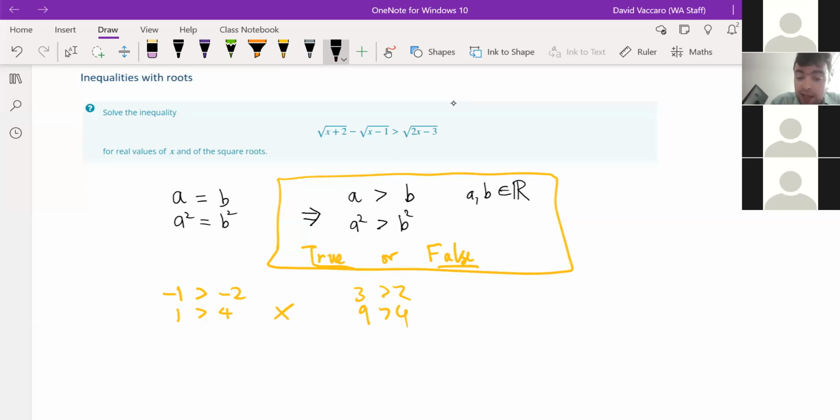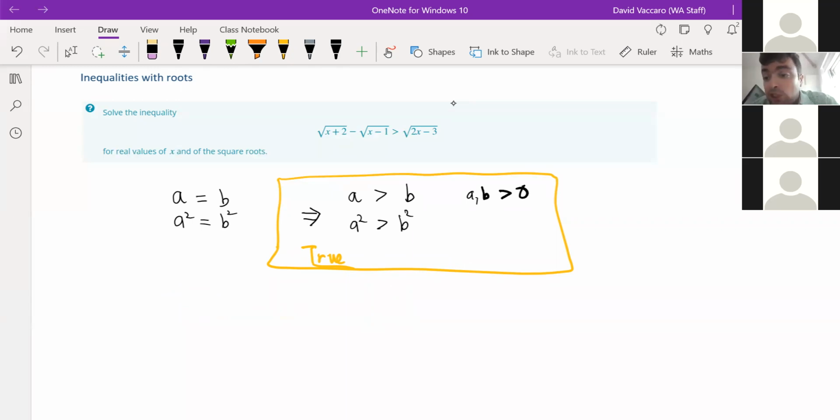So here, if I change this, instead of saying A and B are in R, if I say that A and B are positive numbers, then this condition becomes true. So what I need to ask myself, to the person who said I've got to square it all, is: are the two sides of this inequality positive, or could they be negative? Now, if they were negative, I would need to think a little bit carefully.